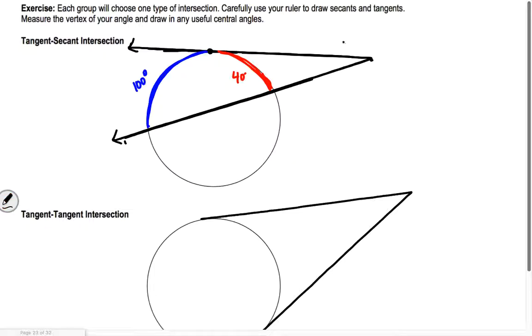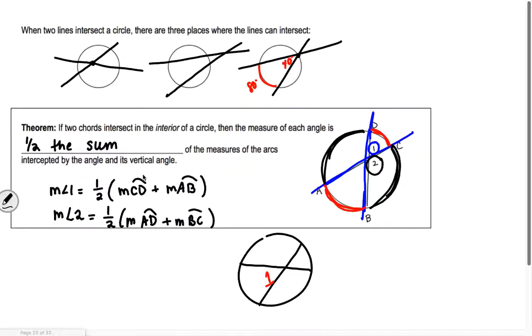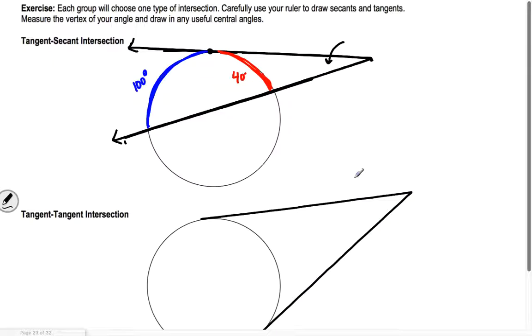This angle that's out here is going to end up being half of, well, the last one we just did was half of the sum. The ones that are on the outside are going to be half of the difference. So it's going to be 1/2 of 100 minus 40. So you're going to do the outer minus the inner, the outside arc minus the inside arc. So what's it going to end up being? Yeah, it's going to be 30, exactly.